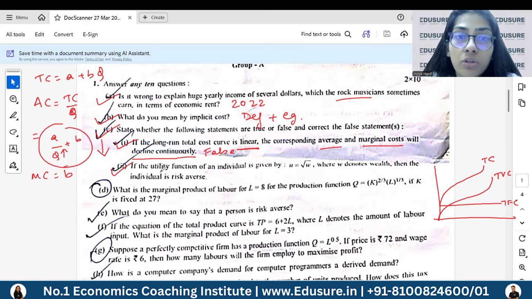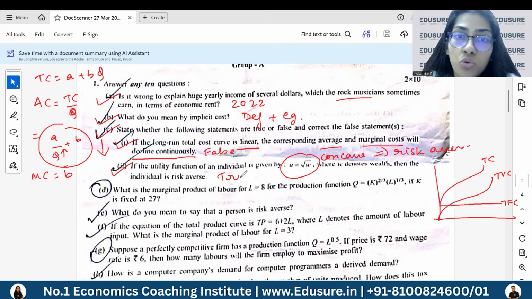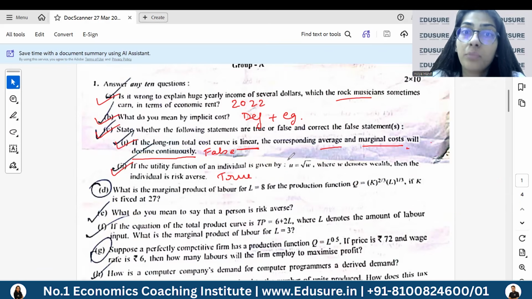For part 2: if the utility function of an individual is given by U equal to root over W, where W denotes wealth, then the individual is risk averse. Yes, this is a concave utility function, so that implies a risk averse individual. So this is true. And I would also tell you that this is a repeated question, it came in 2024.